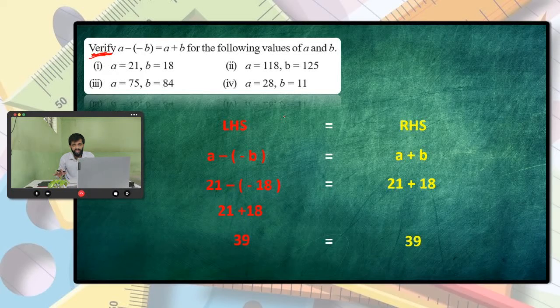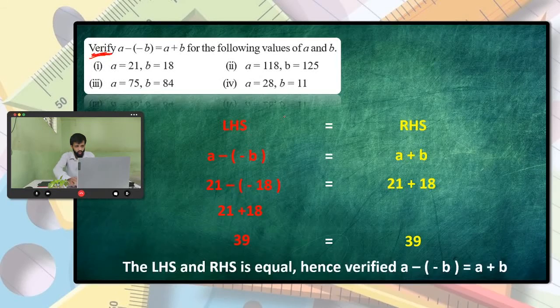I hope this is clear. If you still have doubts with this particular problem, rewind a little bit, watch it again, and once you are confident that you know it, solve the other 3 problems for 118 and 125, 75 and 84, 28 and 11. Solve the same question for different numbers and write it down in your notebook. The left hand side and right hand side are equal, hence we can say it is verified. For that equation given to you, we can say it is verified because we get the same answer.